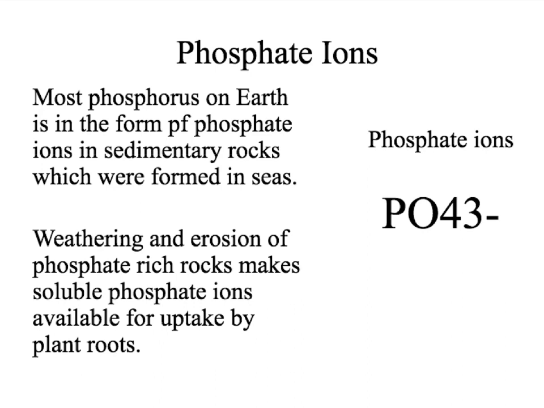So phosphate itself is an ion. It's PO4 3-, so phosphorus, 4 oxygens, and a 3- charge. Most phosphorus is in the form of phosphate ions in sedimentary rocks. And the process of weathering and erosion brings fresh phosphate into the cycle, which is available for plants, being absorbed by the roots.